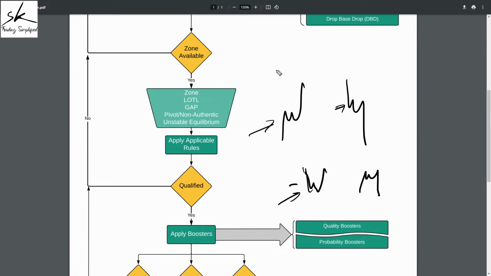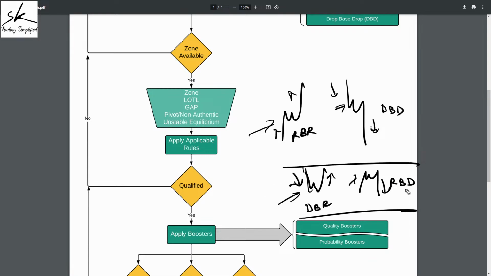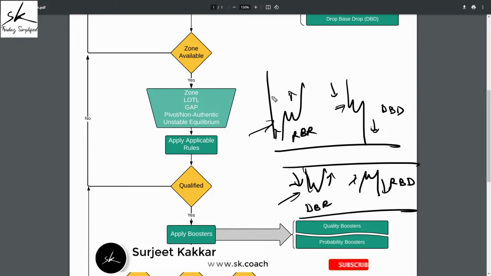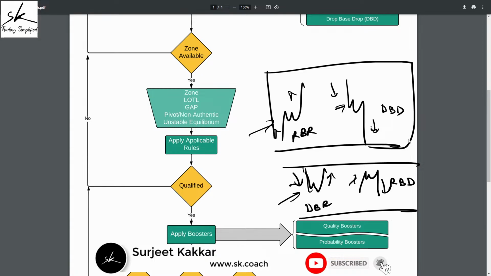So these are the two demand structures: rally base rally and drop base rally, and these are the two supply zone structures: the drop base drop and the rally base drop. So these two are called continuation patterns. Why? Because the leg ins and the leg outs are in the same direction. These two are also called your reversal patterns, because your leg ins and the leg outs are in the reverse direction. So these two are referred to as non-authentic zones. These two are your authentic zones, right? So I hope that helps.